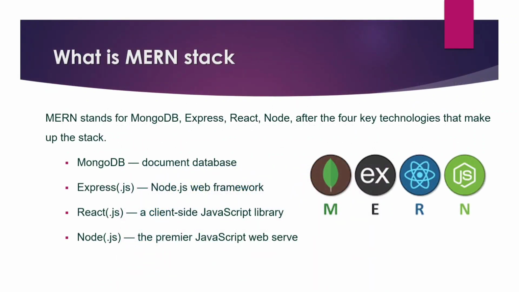Now, what is a MERN stack? MERN stack is a combination of four technologies: MongoDB, Express.js, React, and Node.js. It is used for building full stack web applications. MongoDB is a database. Express.js is a web application framework. React is a front-end library, and Node.js is a back-end runtime environment. It is a powerful stack for creating dynamic and interactive web applications.